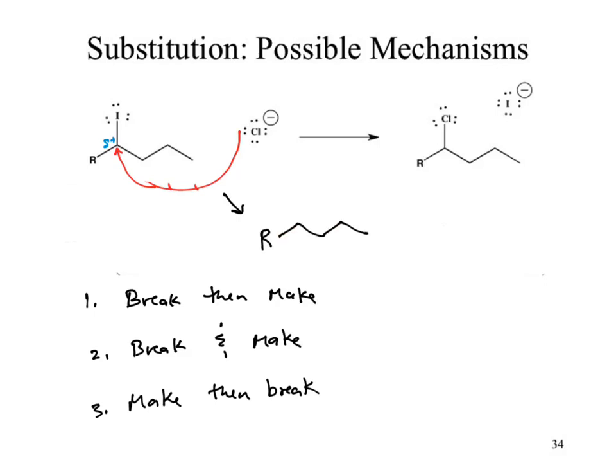Did I do anything to the carbon-iodine bond? No, so it looks the same. Did I do anything between the chlorine and the carbon? Yes. I'm now showing a connection between them. There's that bond. And for the sake of color coding, we could do that.